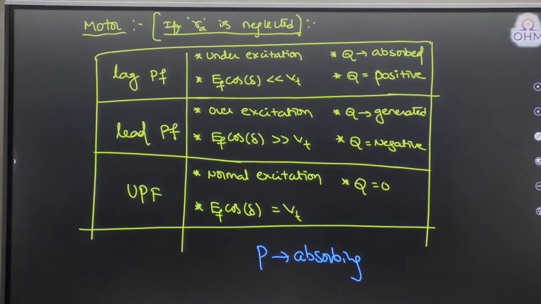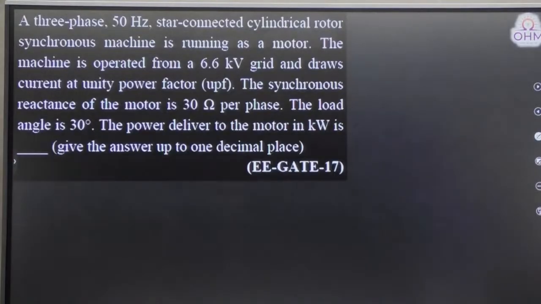All right. Let's see the questions now. Look at the first question. A three-phase 50 Hz star-connected cylindrical rotor synchronous machine is running as a motor. Yes, the question is for a motor. The machine is operated from a 6.6 kV grid and draws a current at unity power factor. Synchronous reactance was given, but there was no information about resistance. That means you can neglect the resistance value. The load angle is 30 degrees. What is the power delivered to the motor in kilowatts? Power delivered to the motor means the input power we want to calculate.